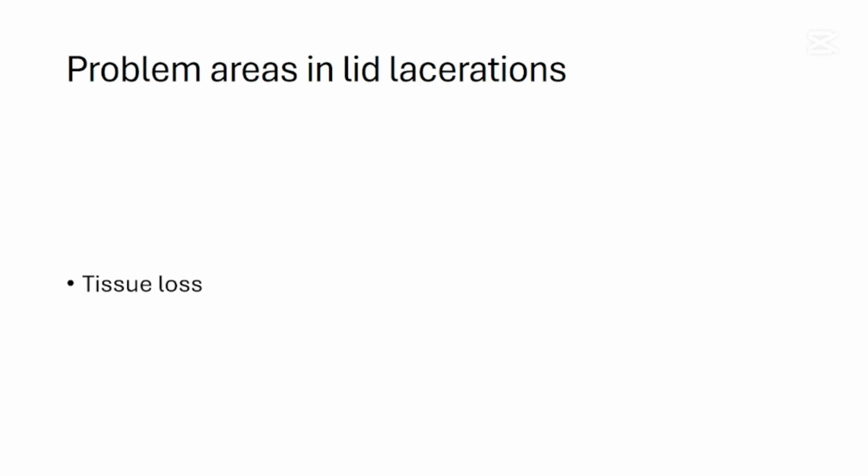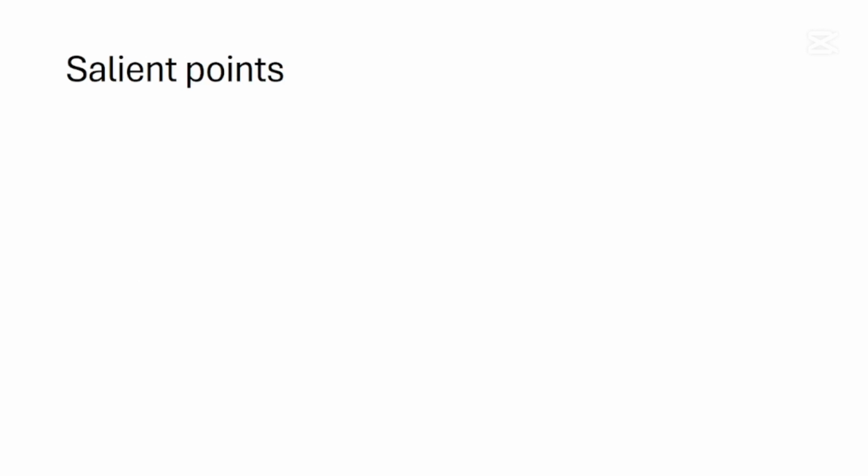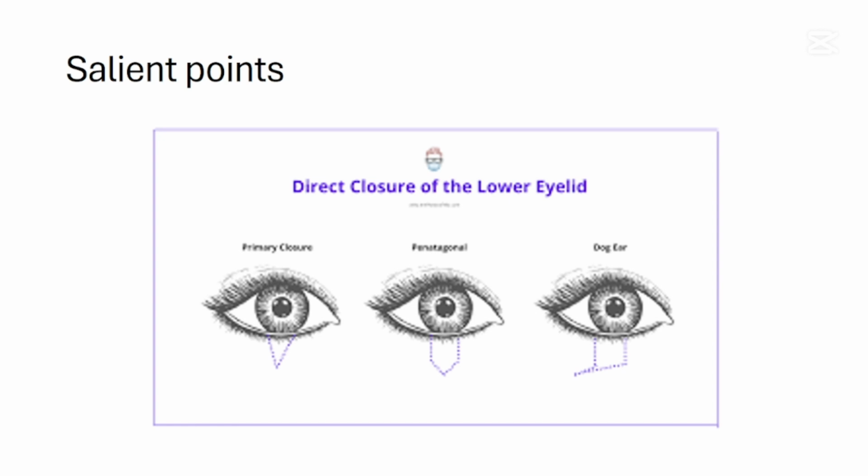Another concern is tissue loss. If there's a small tissue loss in an old patient, the tissues are stretchable, so you can make a proper repair. But if it's a large tissue loss, you might need additional support by mobilizing the surrounding tissue or putting grafts. So a few salient points: you can repair in these techniques.